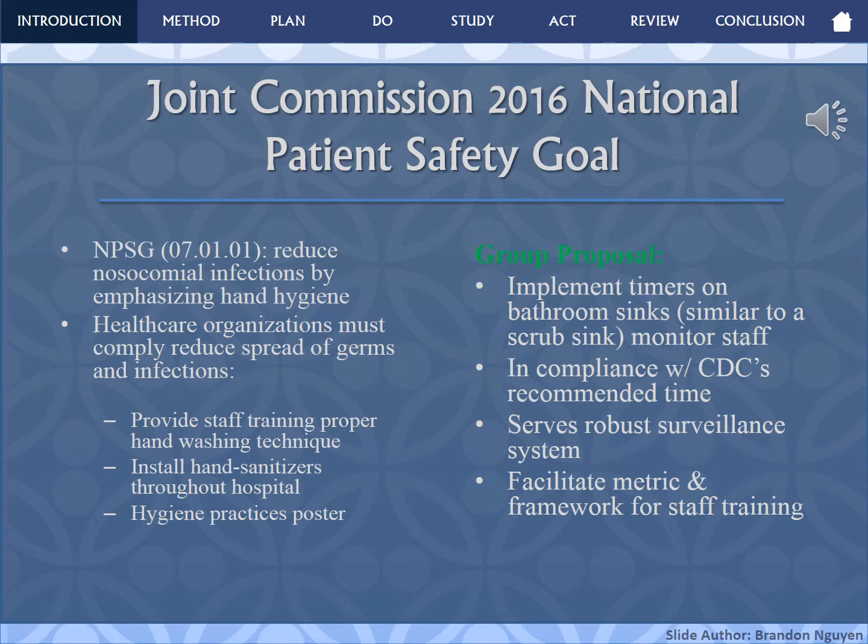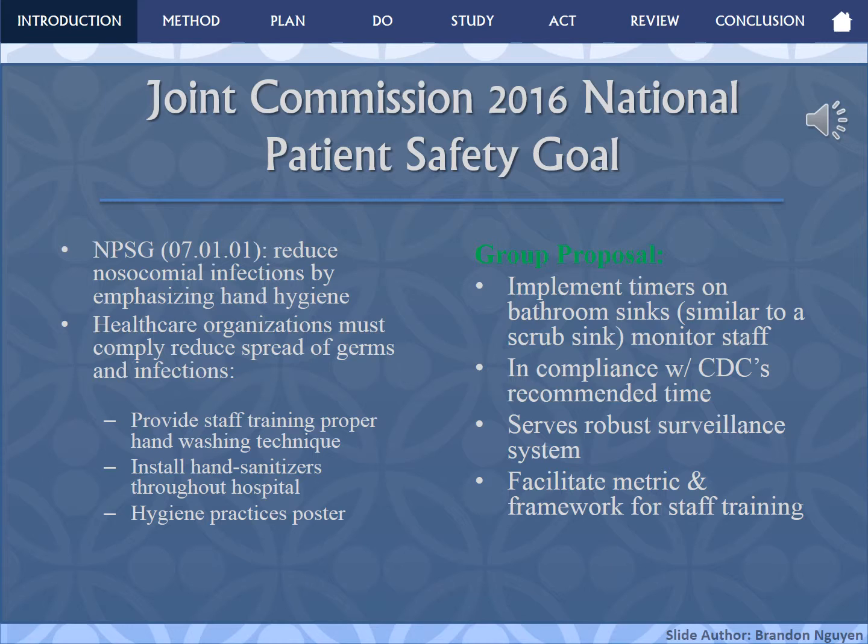According to the Joint Commission 2016 National Patient Safety Goal, NPSG 07-01-01 aims to reduce nosocomial infections by emphasizing hand hygiene. Thus, it mandates healthcare organizations to comply to reduce the spread of germs and infection by providing staff with a proper hand washing technique, installing hand sanitizer throughout the hospital where patient care occurs, and lastly, posting hand washing protocol to serve as a reminder for staff.